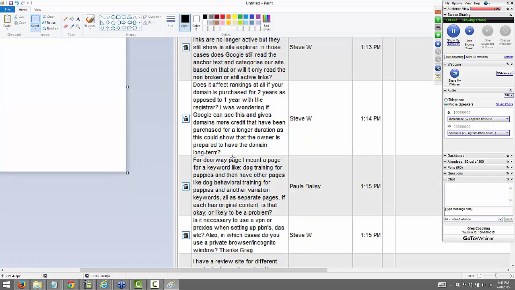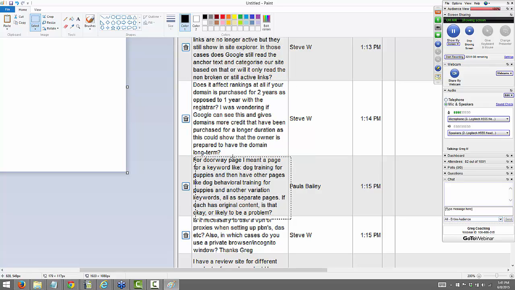All right, does it affect our rankings at all if your domain is purchased for 2 years as opposed to 1 year with the registrar? I was wondering if Google can see this and gives domains more credit that have been purchased for a longer duration, as this could show that the owner is prepared to have the domain long term. It could help a very, very little bit, Steve. If it does, it doesn't help very much. I can tell you that, because I've messed with that, and I haven't seen much of a difference. But it could help you a very little bit.